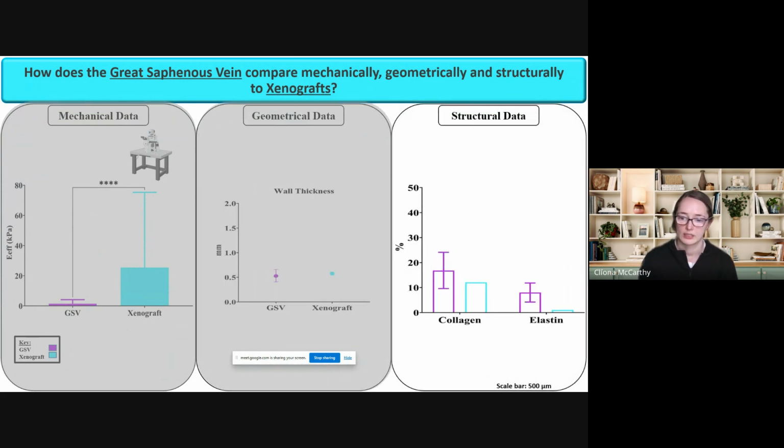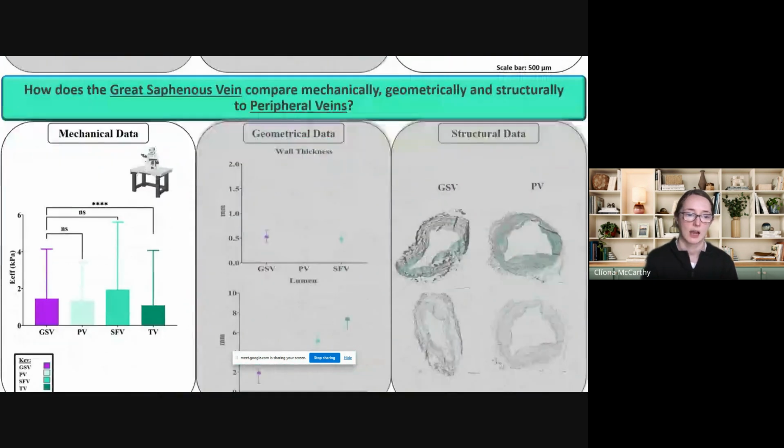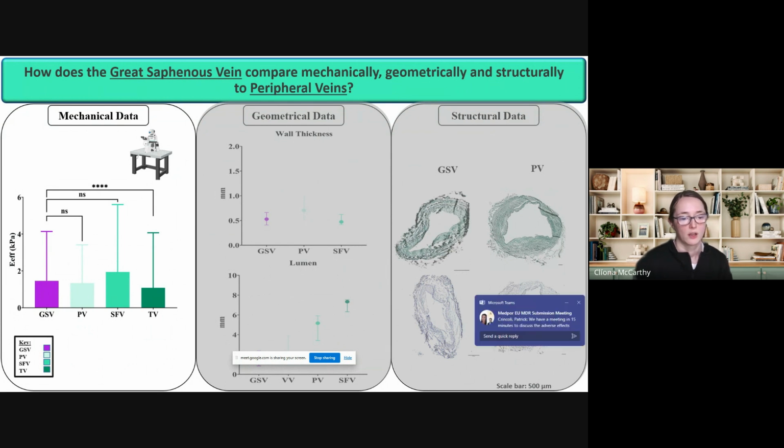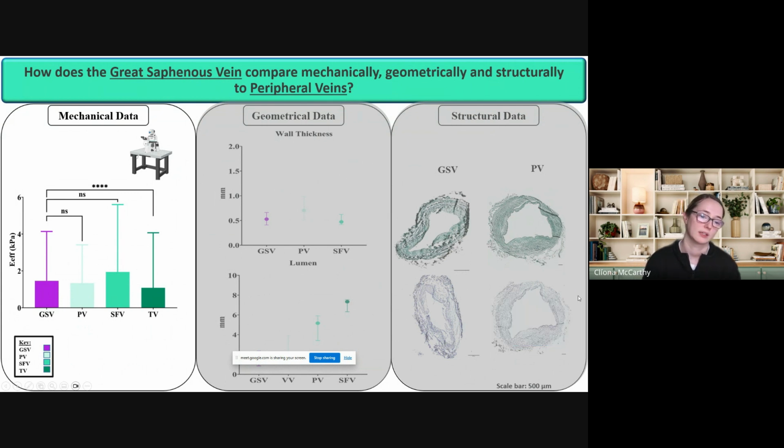And then for the collagen and elastin content, you see that the collagen content of the xenograft is lower than the great saphenous vein, and that there was a negligible elastin content in the xenograft when compared to the great saphenous vein. So then when we look at the mechanics of the great saphenous vein when compared to the popliteal vein and the superficial femoral vein, we see that there is a significant difference between the tibial vein and the great saphenous vein, and there's no significance between the popliteal vein and superficial femoral vein.